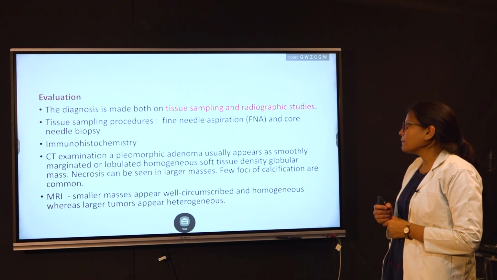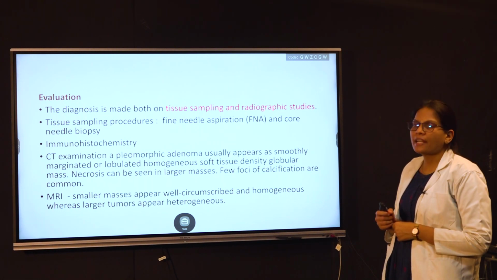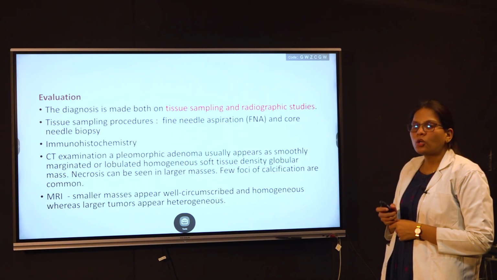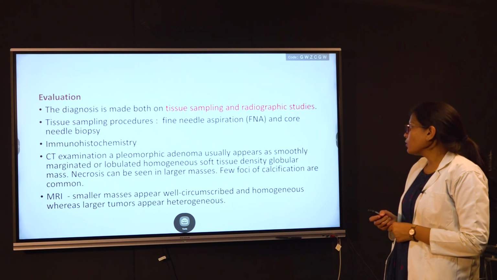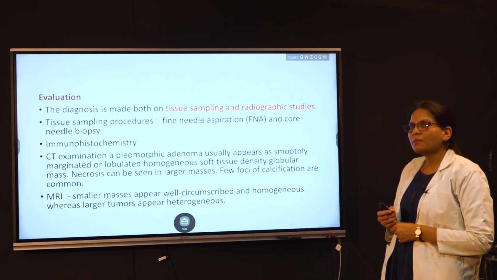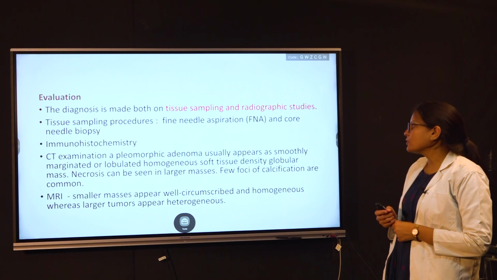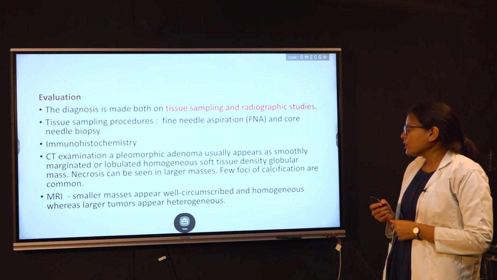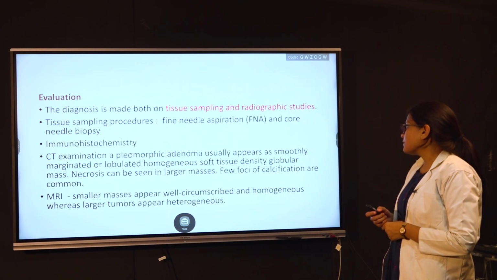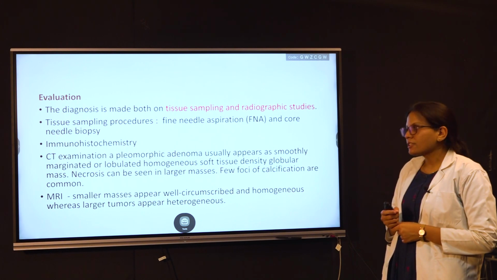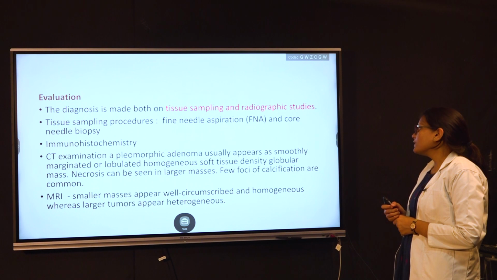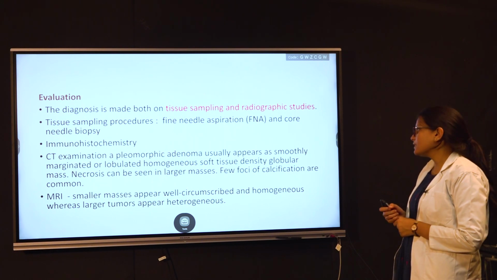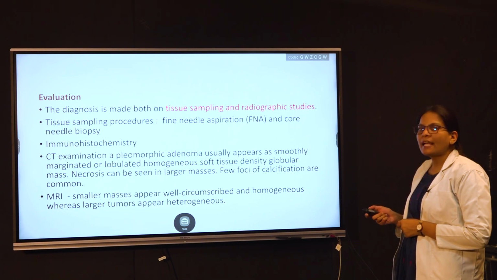Two kinds of tissue sampling procedures are usually followed. One is fine needle aspiration cytology and the other is core needle biopsy. And you can also take help of immunohistochemistry and CT examination of a pleomorphic adenoma. It usually presents as a smoothly marginated or lobulated homogeneous soft mass, and necrosis can be seen when the tumor is large enough. A few foci of calcification can also be seen. On an MRI scan, smaller tumors present as well circumscribed and homogeneous lesions, whereas large tumors appear as heterogeneous lesions.